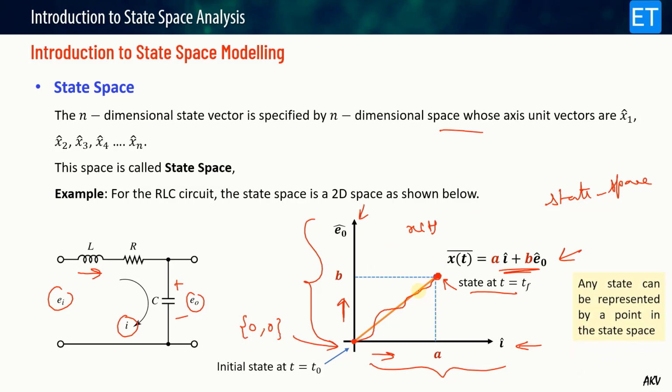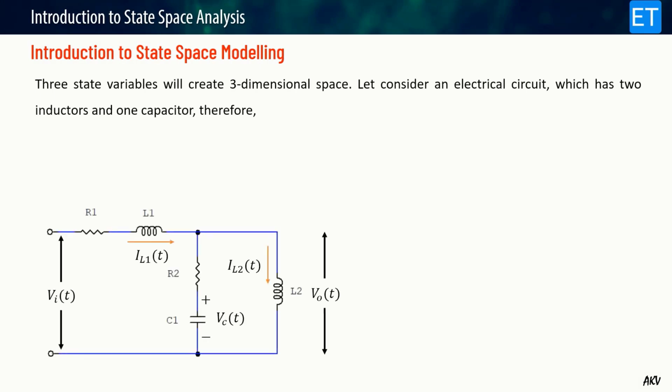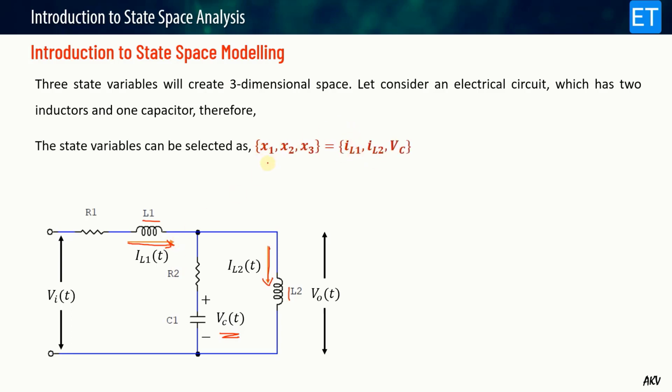Here I have written the same thing: any state can be represented by a point in this state space. Now let's consider one more example, where I have taken a three-dimensional space. Consider this electrical network. It has two inductors, L1 and L2, so you have the two currents IL1 and IL2 to select as state variables. Similarly, you have one capacitor, so the capacitor voltage VC(t) will be chosen as the state variable. So the total state variables for this network are three: IL1, IL2 and VC.